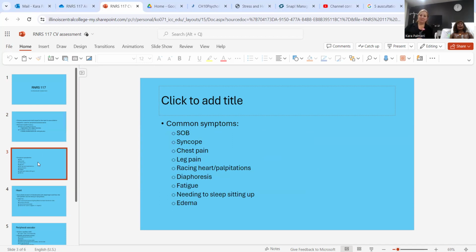Some common symptoms that might point to cardiovascular disease: shortness of breath. And immediately you're going to think pulmonary, but a lot of times it can have a cardiac origin. Syncope or fainting, chest pain, leg pain, the feeling that your heart is racing or you can feel your heart beating in your chest. That's called palpitations.